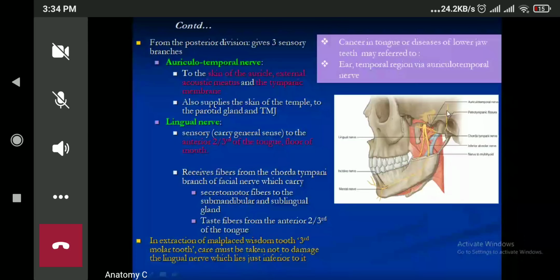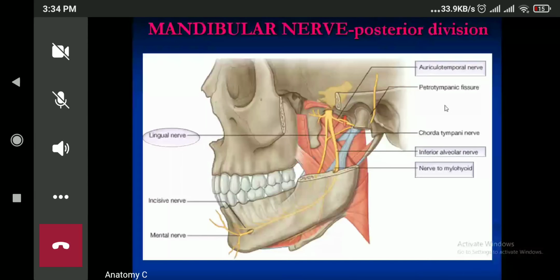This is the same thing. These are the branches arising from the posterior division of the mandibular nerve. You can see the auriculotemporal nerve, the lingual nerve, and this one is the inferior alveolar nerve. Just over here, before it enters the mandibular foramen, it gives rise to one nerve known as the nerve to mylohyoid. If you trace the inferior alveolar nerve, you can trace this one. It will finally emerge from the mental foramen as the mental nerve.